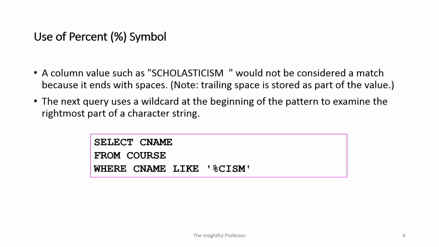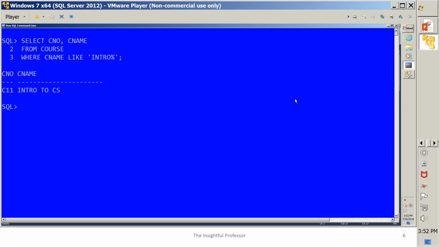Take a look at the second example. We flip the situation around a bit. In this case, we're saying the known portion is at the end. We don't know what it begins with. Percent sign is up front, could be anything, but it must end precisely with CISM. So let's give this a try, and we'll discuss these 2 queries because there are some potential performance implications that you would want to consider.